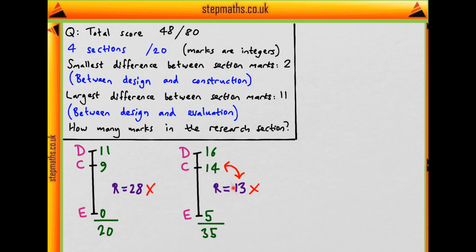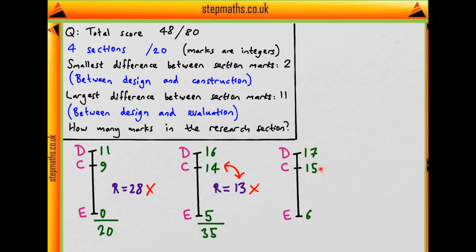So how shall we skew it this time? Well, ideally, we want research to fall somewhere in the middle of construction and evaluation, so it's not too close to either of them. And so how can we do this? Well, if we bump each of these points up by 1, that gives 17, 15, 6. We've still got our difference of 11 and 2. So what's the sum of all these?